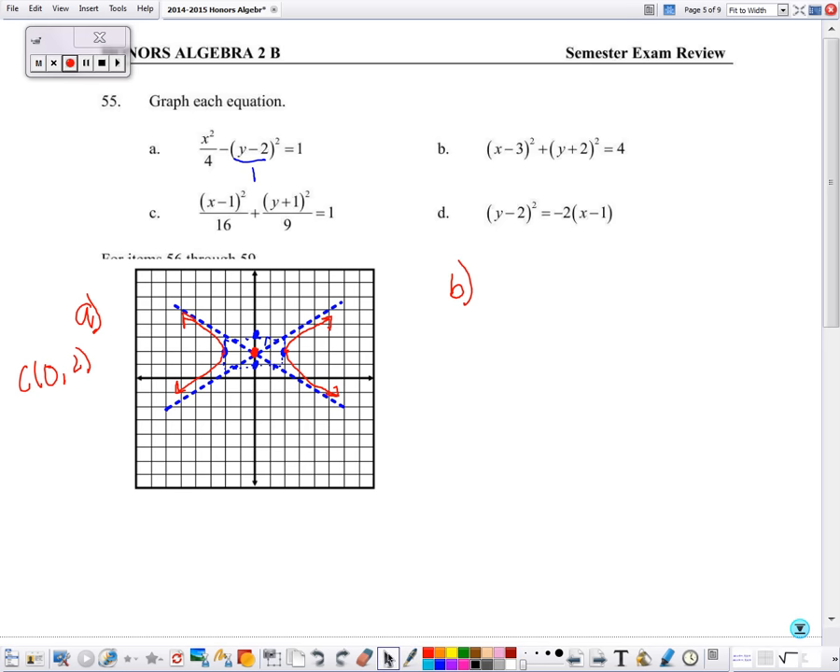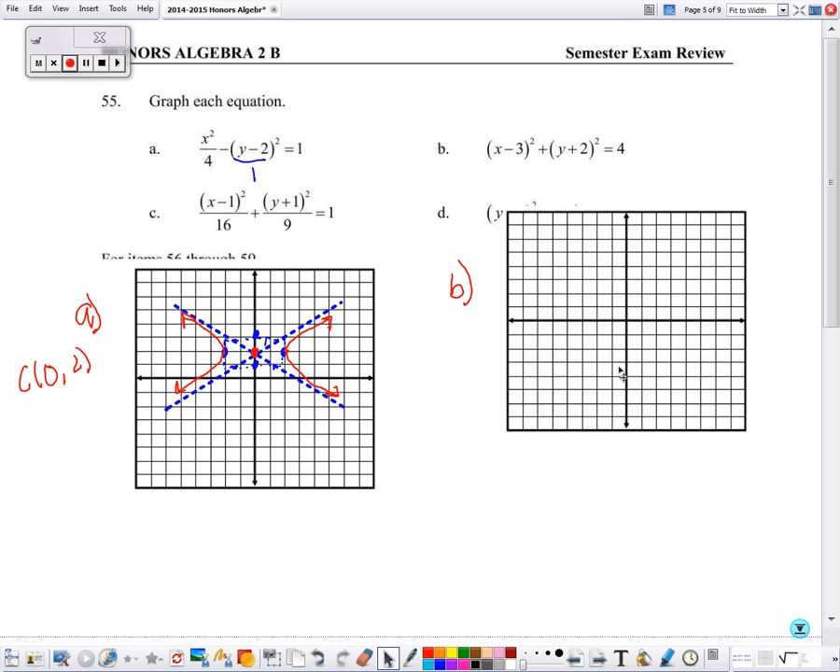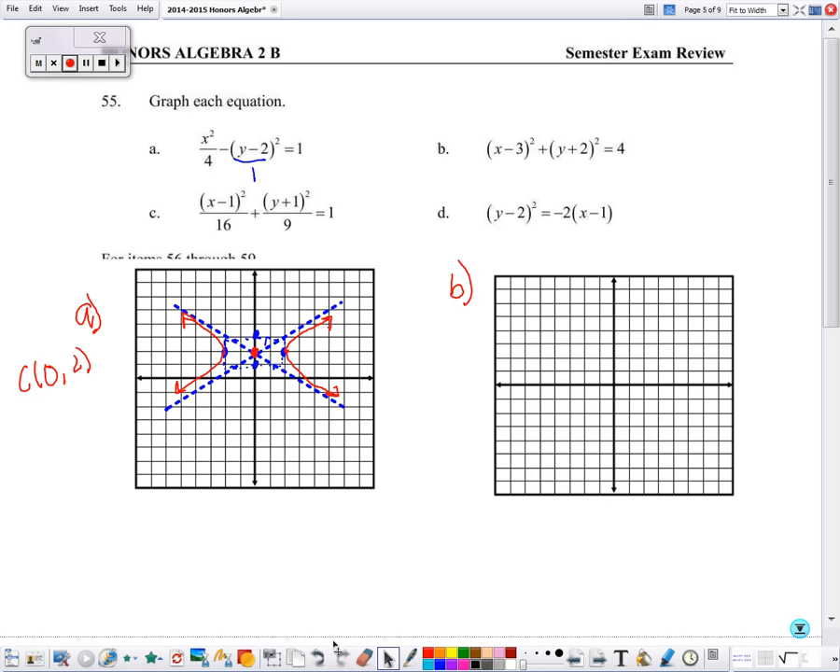B is a circle. And the circle has a center of 3, -2. So we're going to go 3 to the right and down 2. And then the radius is going to be 2, which is the square root of 4. So we're going to go 2 up, 2 to the right, 2 down, 2 left, and connect your points.